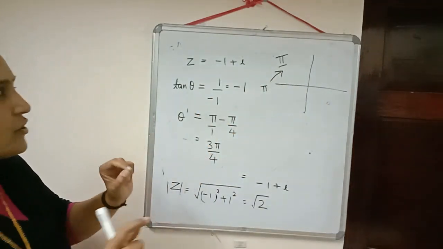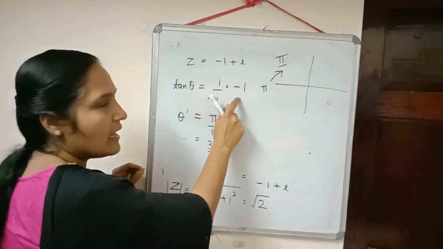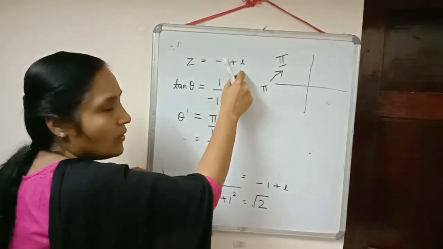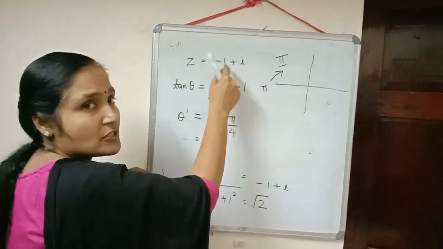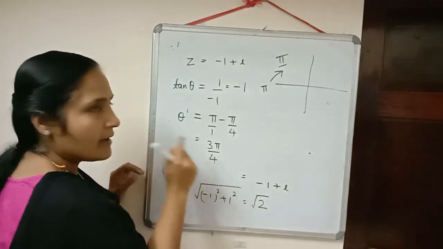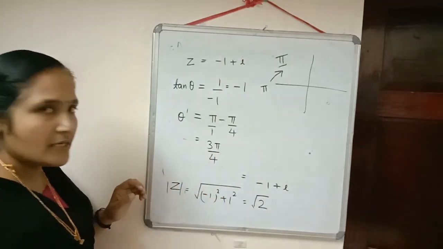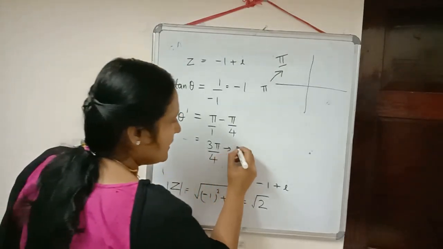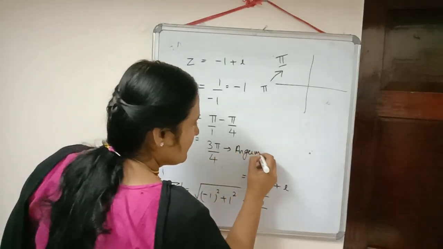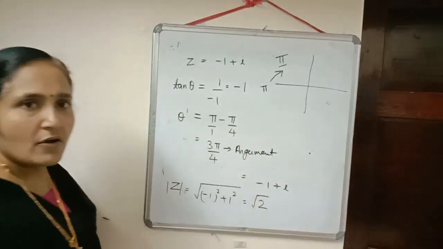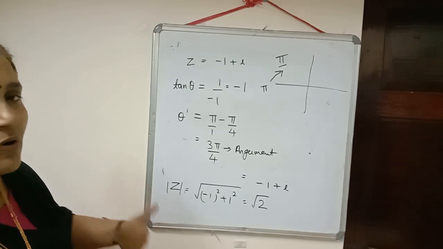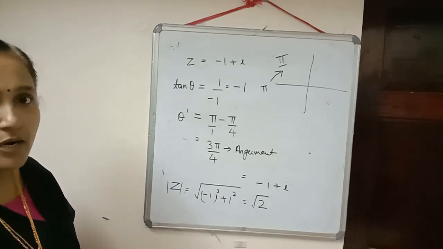So first, find the value of tan theta, and after that check the coordinates of the points, which quadrant they lie in, and then write the angle accordingly. So this question is clear. Here the theta which we have calculated is called the argument of the complex number. I hope this question is clear to you. We'll solve more questions, then the concept will be more clear.